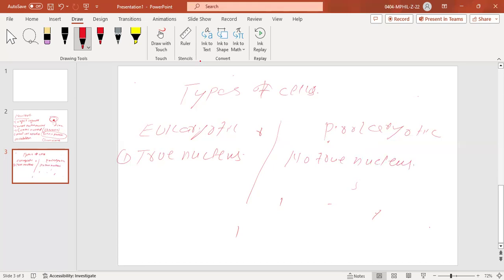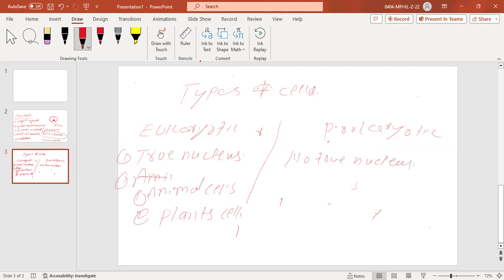Now, in the case of eukaryotes, what are the main classes or types? Definitely, there are two types of cells present in the eukaryotic cell. One is the animal cell. The second type of eukaryotic cell is the plant cell. So these are the two types of eukaryotic cells we commonly discuss.